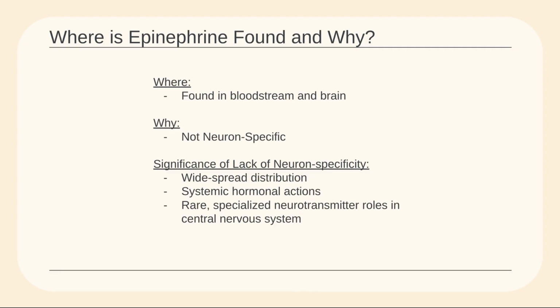The neurotransmitter's flexibility allows for a dual role. Epinephrine can act as a neurotransmitter and a hormone. Because it is not confined to neural circuits, epinephrine circulates in the blood and reaches many tissues, leading to widespread effects including the body's fight-or-flight response.